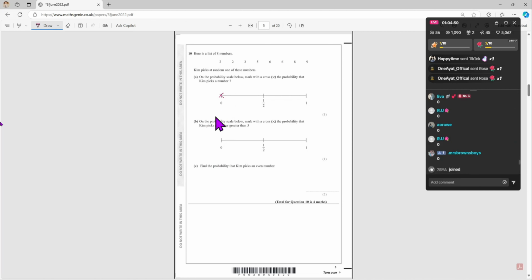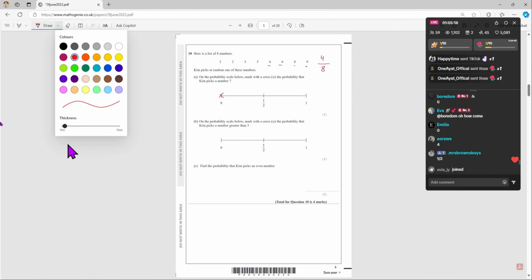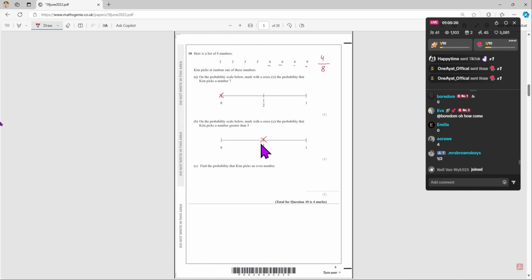And then part B: on the probability scale below, mark with a cross the probability Kim picks a number greater than 5. As you can see, we have 1, 2, 3, 4 numbers which are greater than 5. So it's going to be 4 out of the total numbers. Total numbers are 8. 4 out of 8 simplified is a half. So that is going to be our probability, a half.